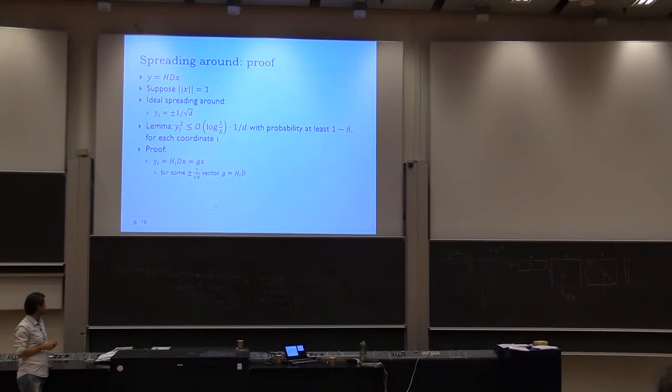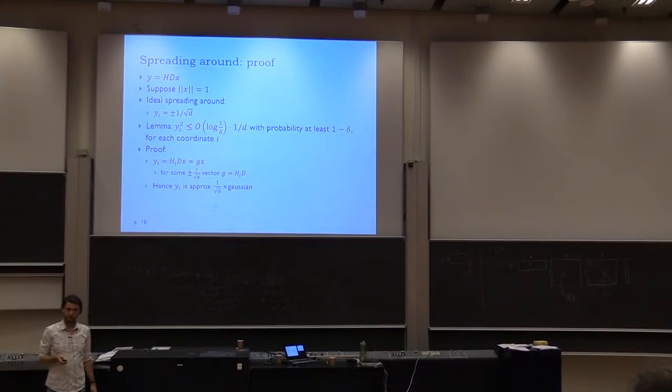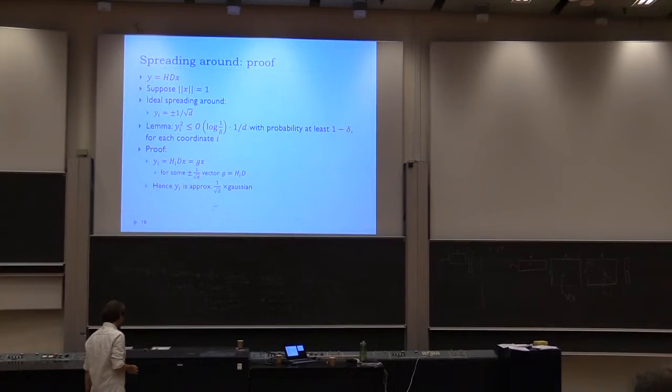And now we multiply this vector g by x. Here is the slight proof-of-theory: once we multiply g times x, yi is essentially distributed as 1 over root d, which is just a normalization constant, times a Gaussian. Why is this the case? If g were not random plus or minus 1 over root d, but instead a Gaussian vector, then this would immediately follow from stability.